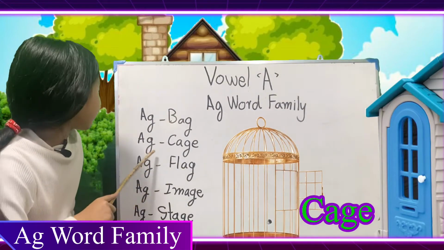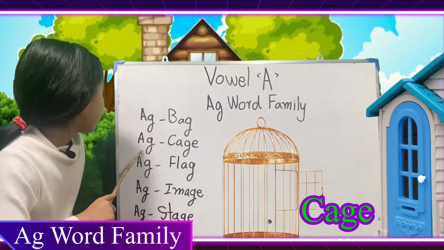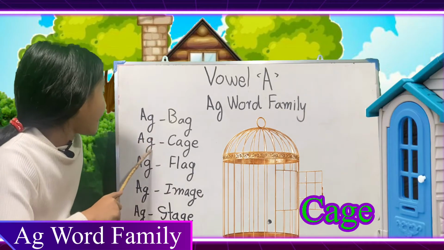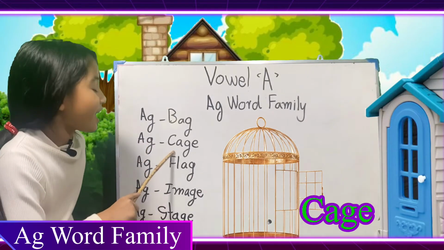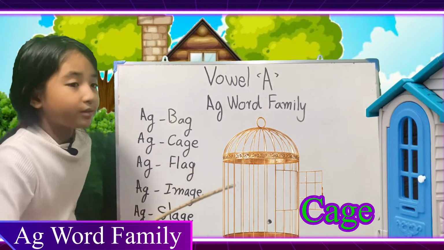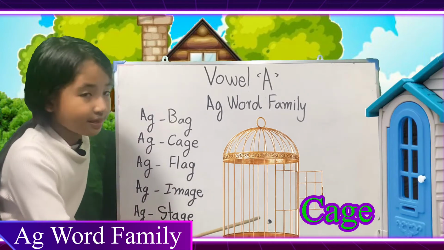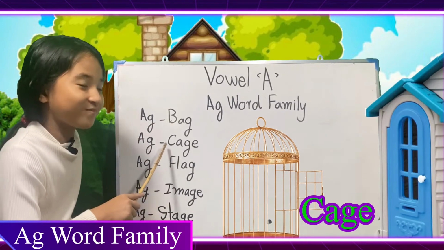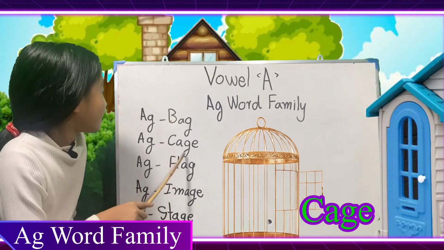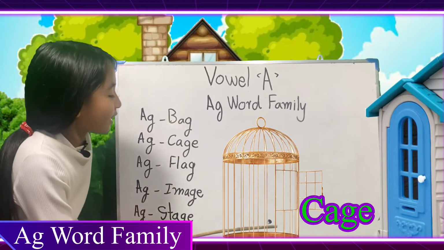Next one. Anger, egg. Say with me, guys: anger, egg. C sound cut. Cage, cage. This is a cage, guys. C sound cut. Cage, cage. This is a cage, everyone.